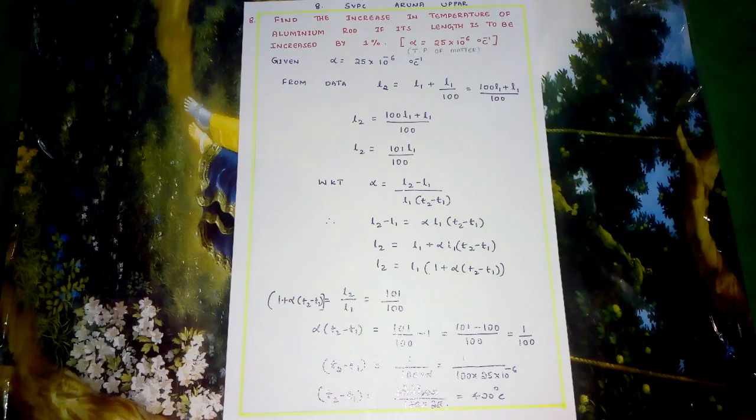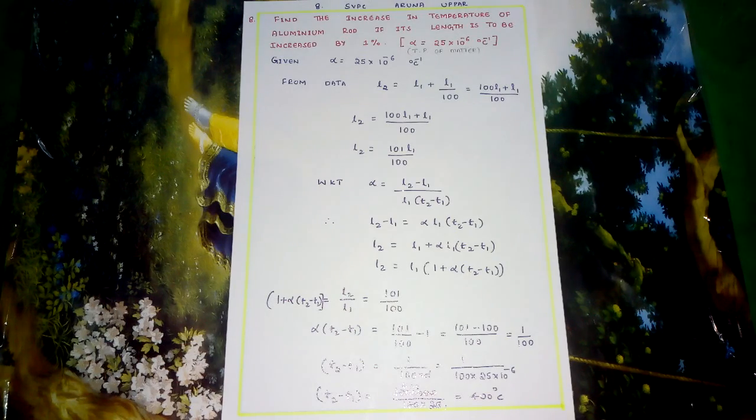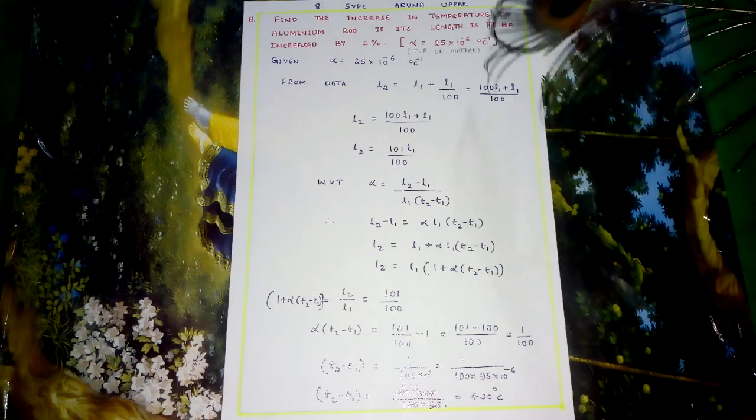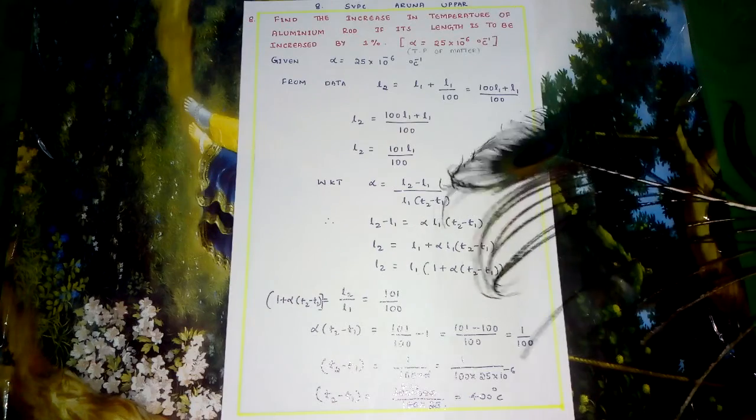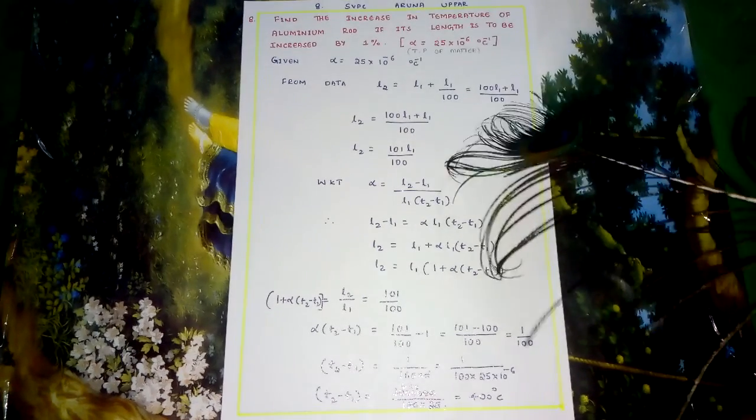8th question. Find the increase in temperature of aluminium rod if its length is to be increased by 1%. Initially the length is L1 and then it is increased by 1%. So L2 value is increased by 1%. And the coefficient value, alpha value, is given 25 into 10 to the power of minus 6 per degree Celsius. So we know that alpha is equal to (L2 minus L1) by L1 of (T2 minus T1). This is the formula, right?